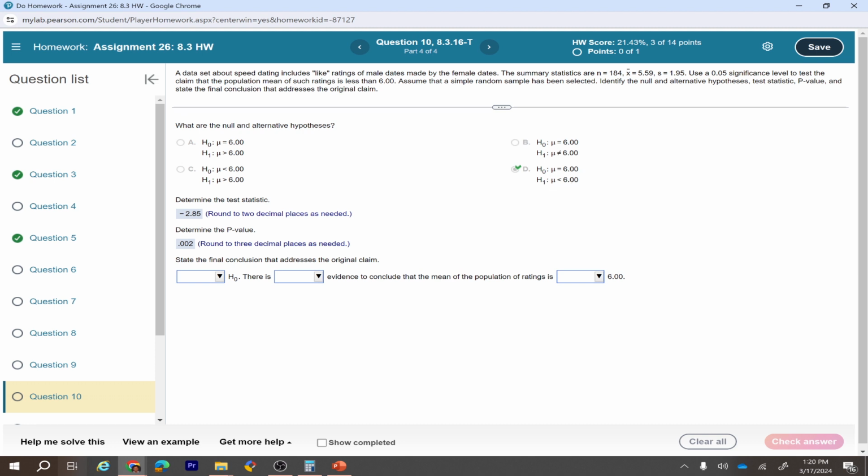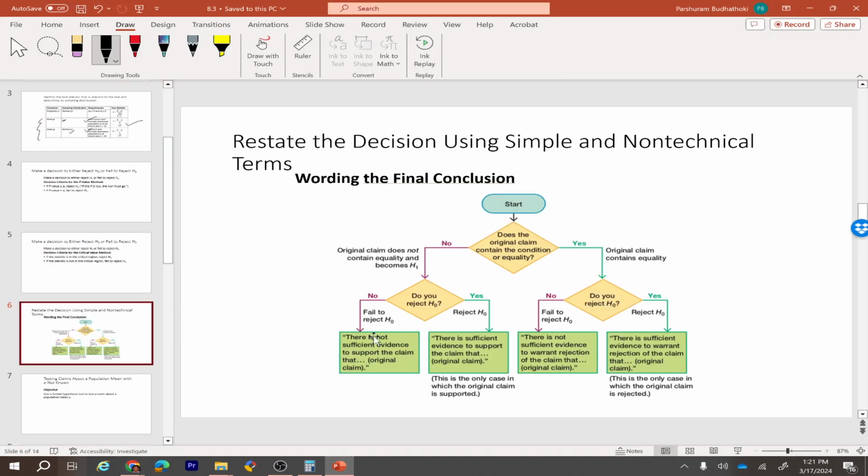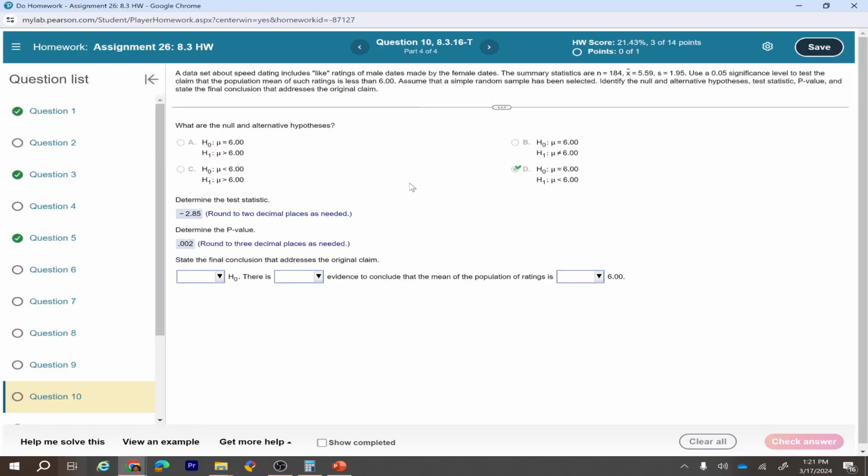Remember, what is the claim? The claim is that the population mean of the rating is less than 6. So when you use this flow chart, you go to the left side because the claim is not the null hypothesis, and reject the null hypothesis. So this is the final conclusion: there is sufficient evidence to support the claim. So what is the claim? Reject the null hypothesis. There is sufficient evidence to conclude that the mean of the population rating is less than 6.